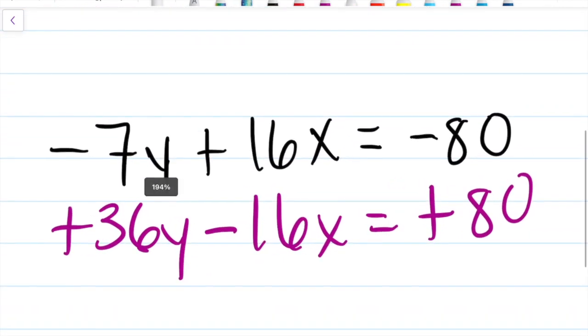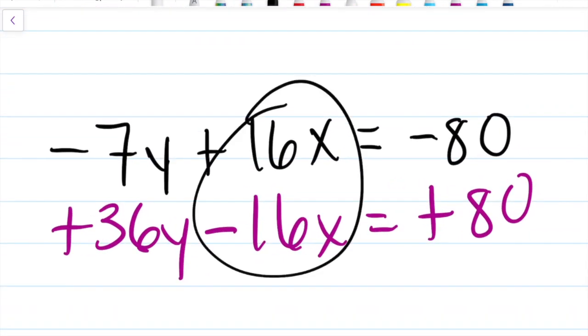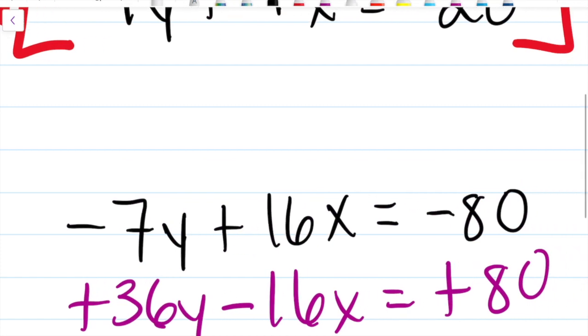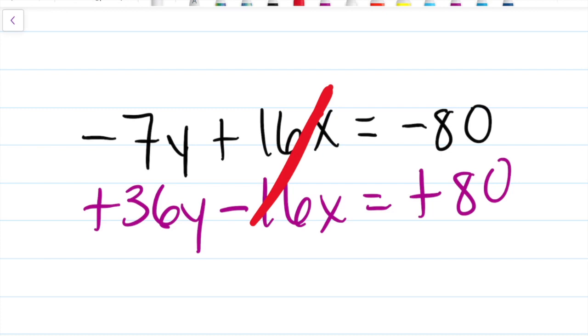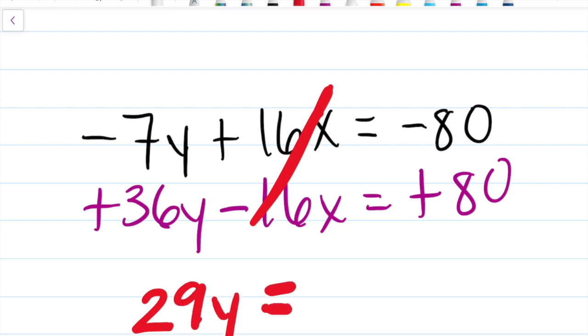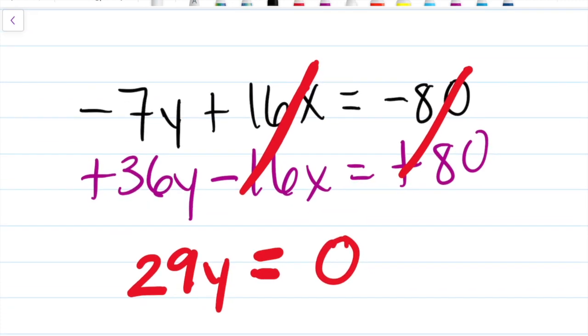Now, take a closer look. Now the x's are opposites, and they're also the same number. So the x's could actually cancel out. Now, what's -7 plus 36? Again, that's a -7, that's a positive 36. That's going to give me 29y. And guys, what's -80 plus 80? Well, they're opposites also. They cancel as well. And to leave the letter alone, guys, you know that's 29 times y.